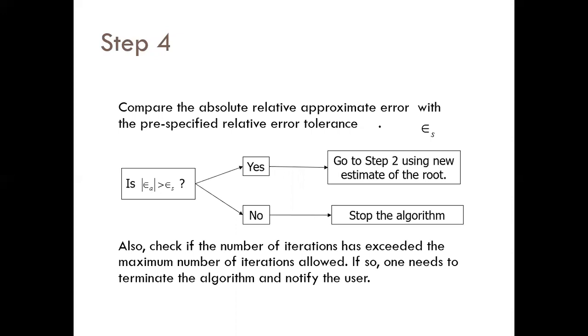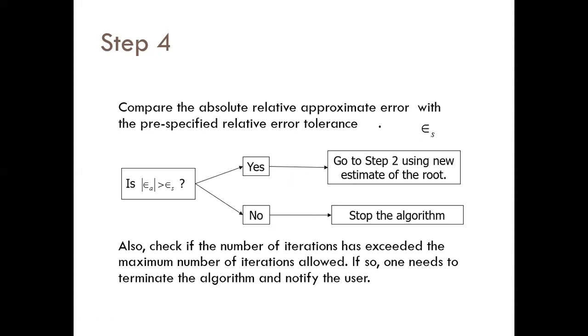Again, compare the absolute relative error with the tolerance. Suppose the error is greater than the tolerance, then go to the next step. And if the error is less than the tolerance, then stop the calculation. Check if the number of iterations has exceeded the maximum number of iterations allowed.